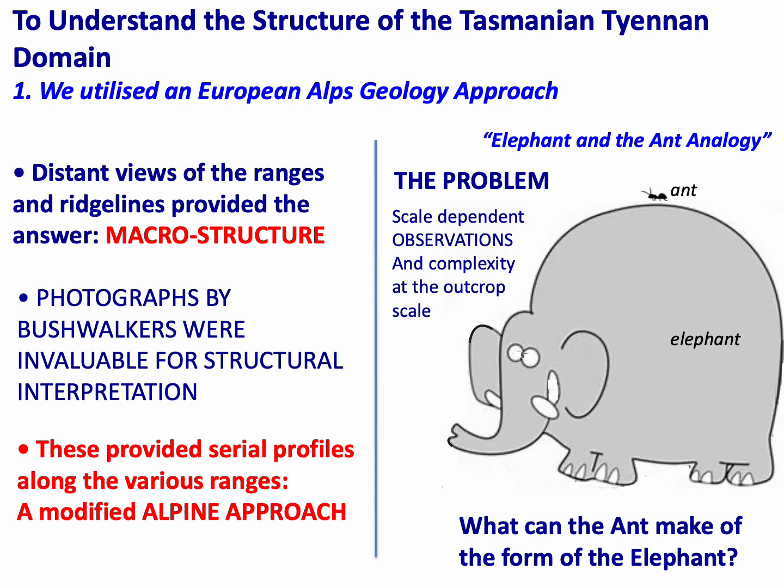Development of the macrostructure clearly has to be an iterative approach, zooming in and out, utilising the outcrop scale detail, combined with TASMAP layers, including the MRT digital atlas maps and Google Earth imagery, along with the distant views captured in the bushwalker photographs.